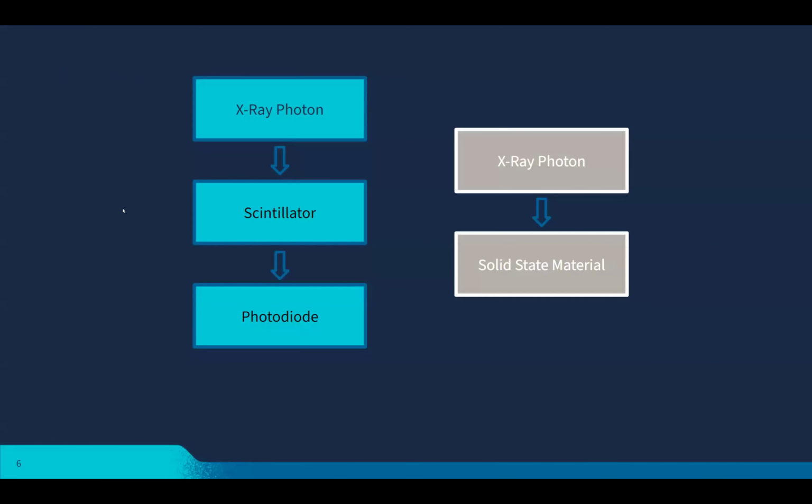I made a very simple little graph showing the actual process of X-ray photon to signal for each modality. On the left, we have energy integrating: the X-ray photon hits a scintillator, creates a light, the photodiode detects it, and sends it to signal processing. As opposed to PCD on the right, where an X-ray photon just hits solid state material, the cadmium telluride, that immediately makes some electrical signal. So there's one less step in PCD detectors compared to EID detectors.